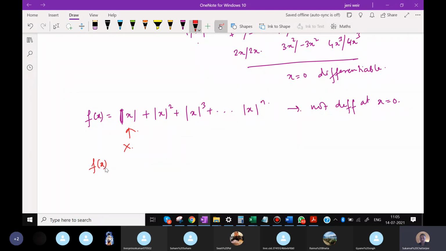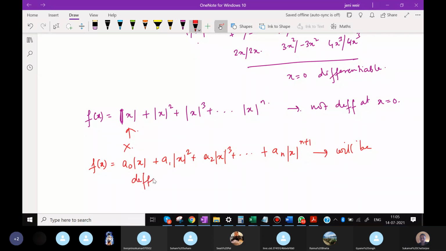So if you are given a function of the form a0 mod x plus a1 mod x square plus a2 mod x cube, etc., up to an mod x to the power n plus 1, then this function will be differentiable for x being a real number if a0 is equal to 0. Okay.